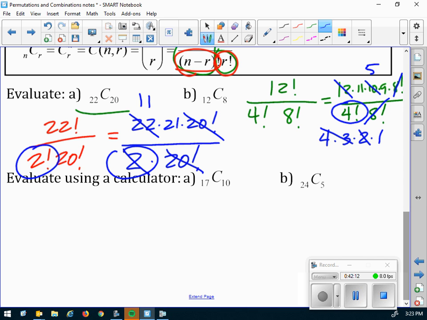if you had wanted to, 4 factorial is easy to do in your head, right? 4 times 3 times 2 times 1. What's 4 times 3? 12. Times 2? 24. So you could have said that's 24 times 8 factorial. You could have done it that way. It wouldn't have been a problem.